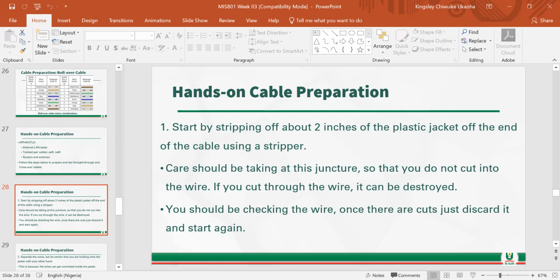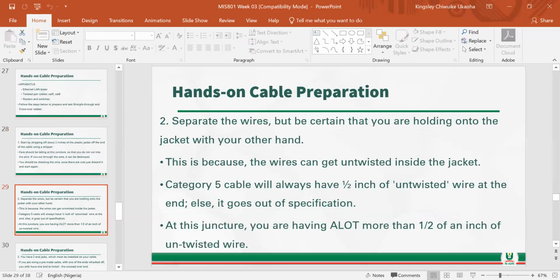Start by stripping off about 2 inches of the plastic jacket off the end of the cable using a stripper. Care should be taken at this juncture so that you do not cut into the wire. If you cut through the wire, it can be destroyed. You should be checking the wire, and if there are cuts, just discard it and start again.